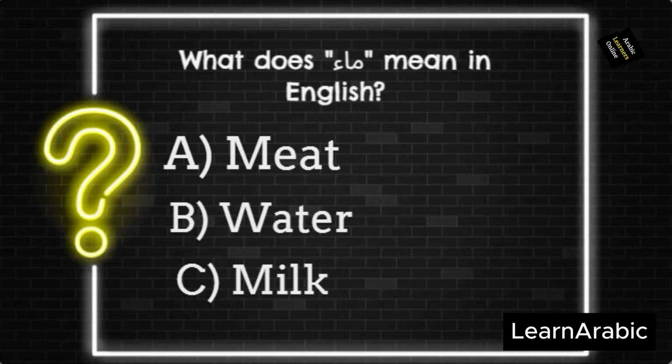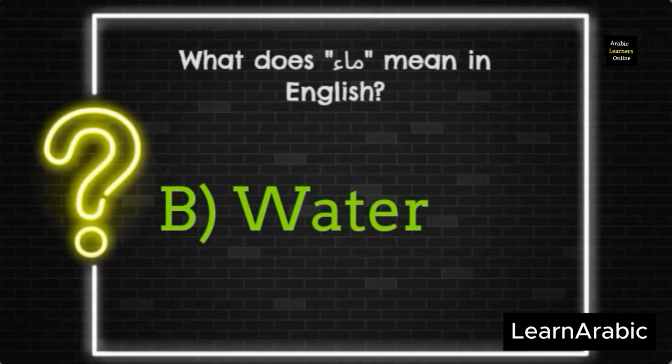What does ma mean in English? Meat, water, milk. Correct answer is water.